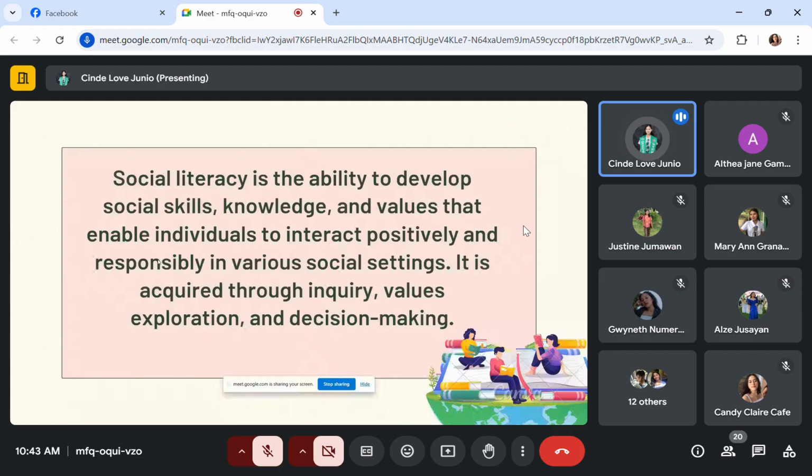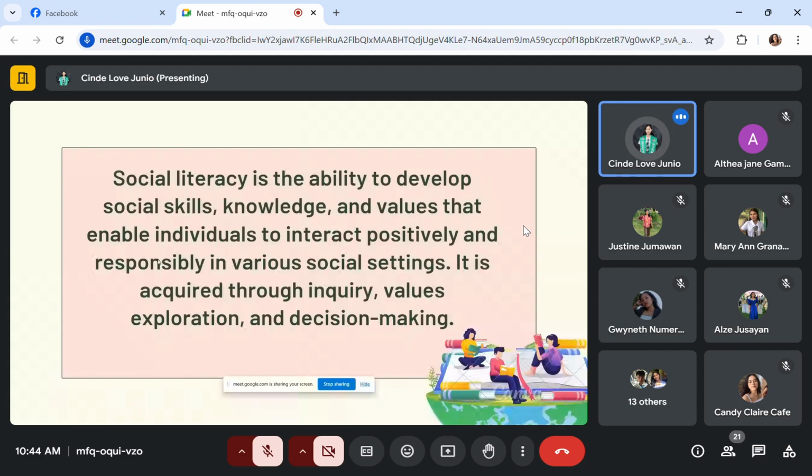So when we say social literacy, it's about learning how to interact with others in different social situations. It includes understanding social rules, making good decisions, and treating people with respect and also kindness. People develop social literacy by asking questions, thinking about values, and learning how to make fair choices.